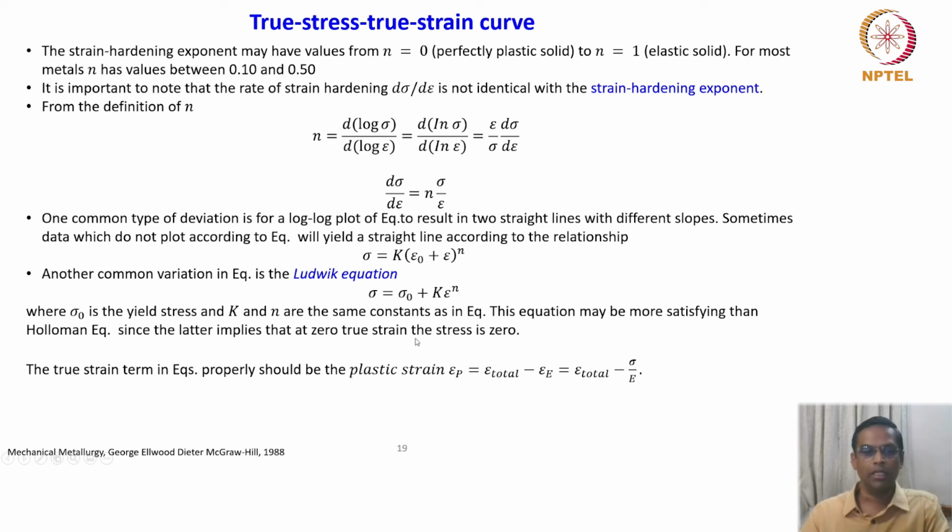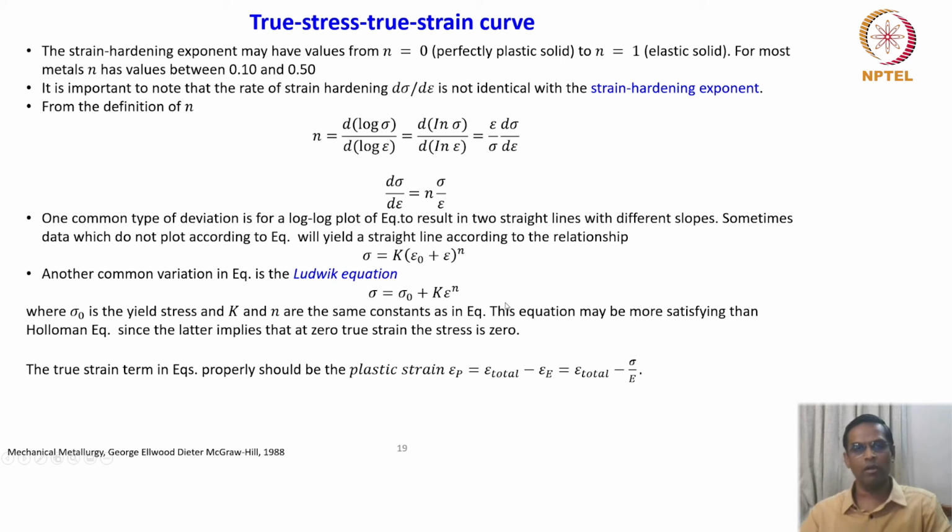So at zero true strain, the stress is zero here. So that is what it is. The true strain terms in both equations properly should be the plastic strain actually, which is epsilon p is equal to epsilon total minus epsilon elastic, which is equal to epsilon total minus sigma by E. Okay, so since we are talking about the strain hardening ability, the more appropriate strain is plastic strain.